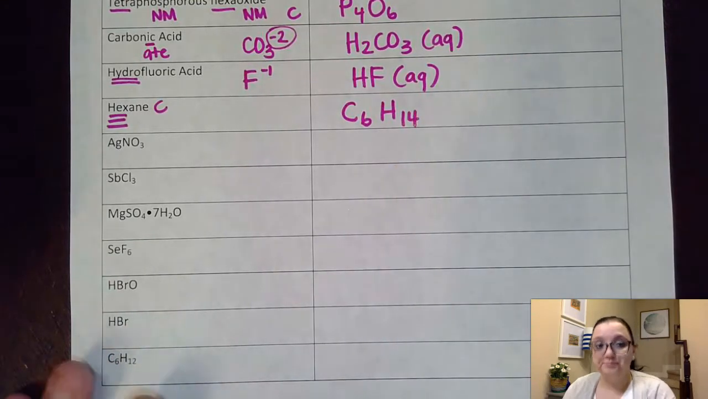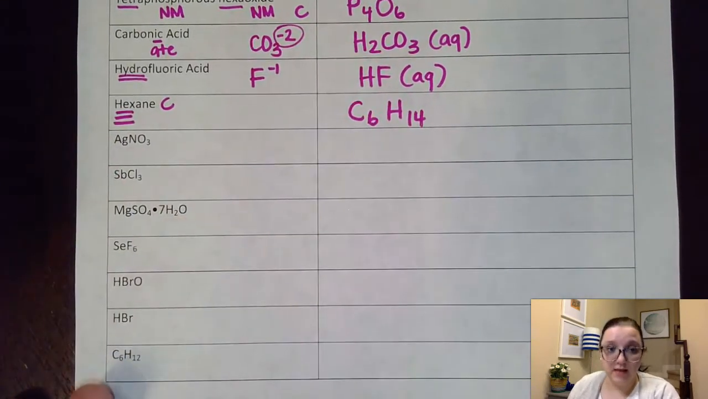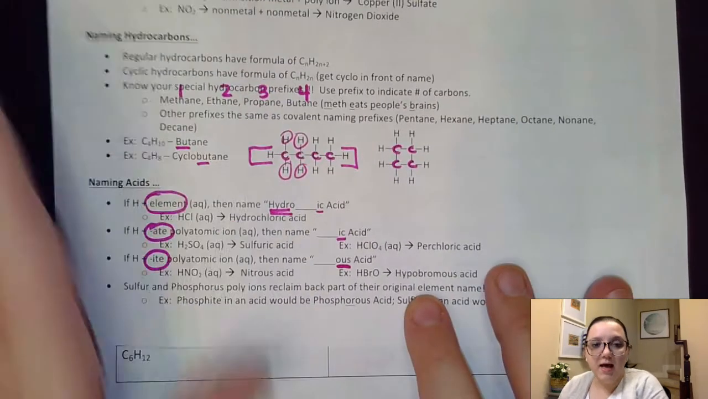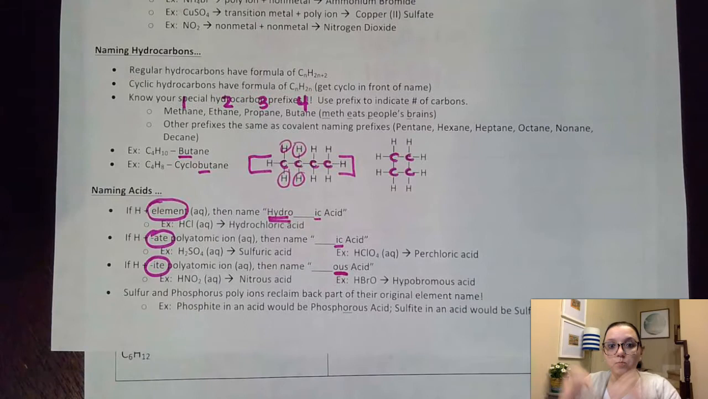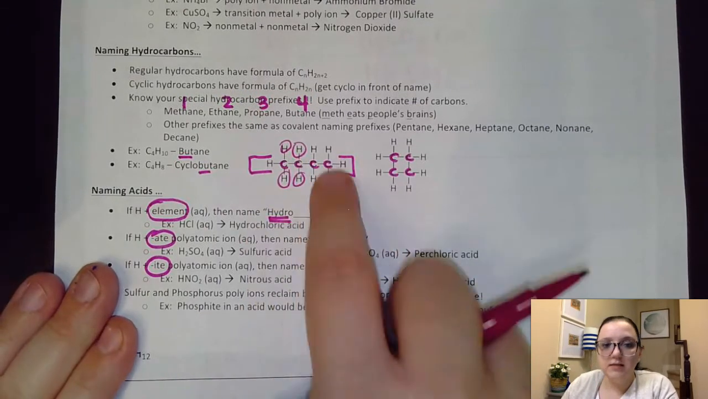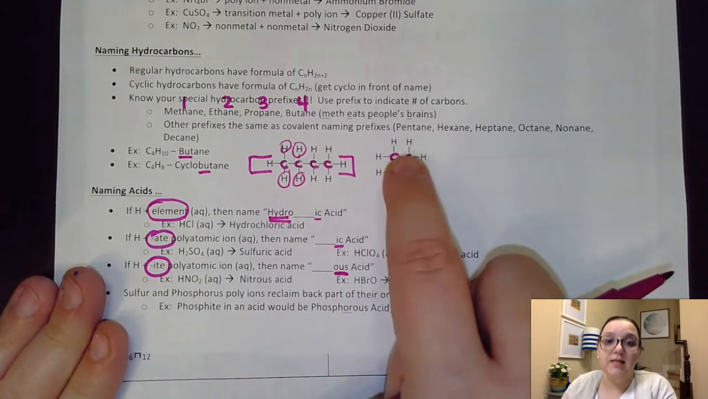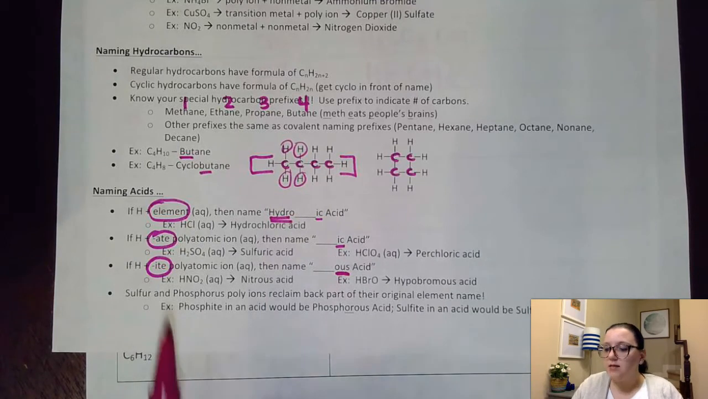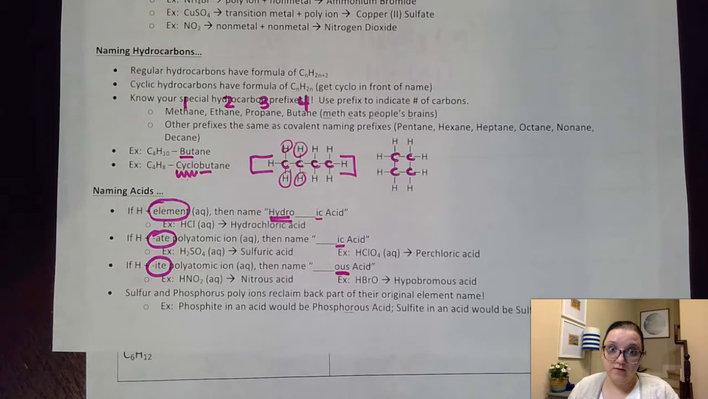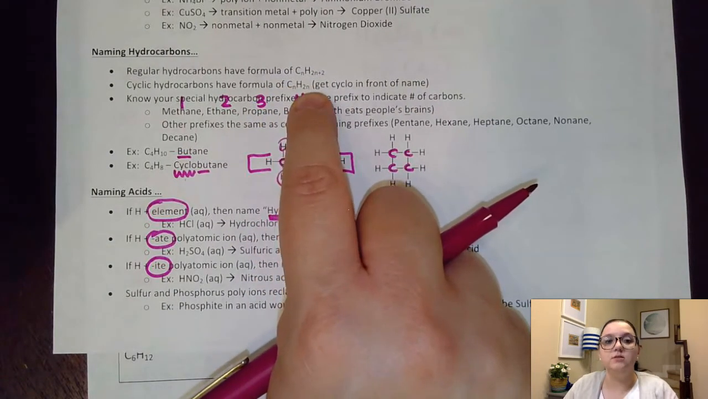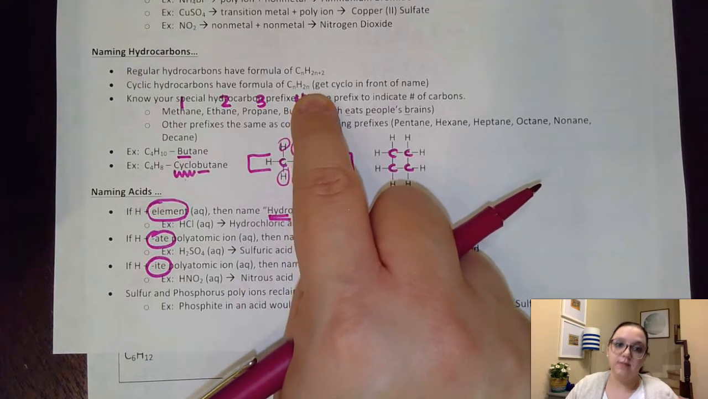If it did have cyclo at the front, what happens is those two hydrogens off the end get removed, and the carbons link up in a ring, in a cyclic pattern. And so that's why it gets the cyclo at the front of the name. So for cyclo, you notice the number of hydrogens is just double however many carbons you had.